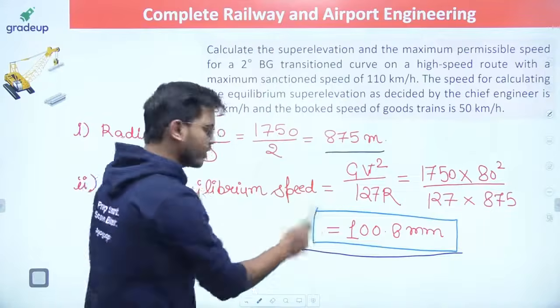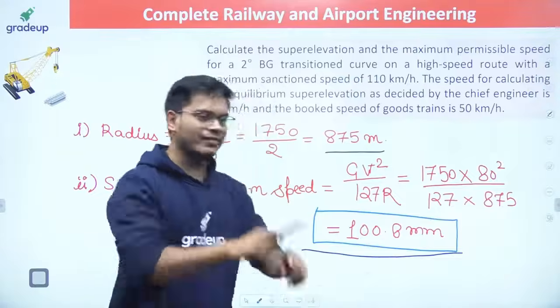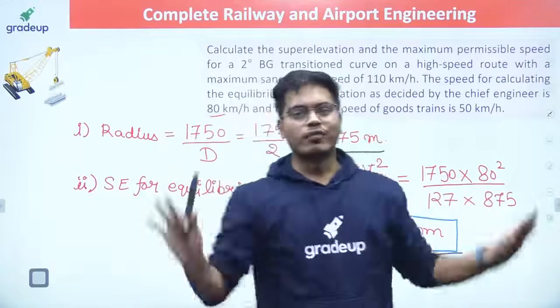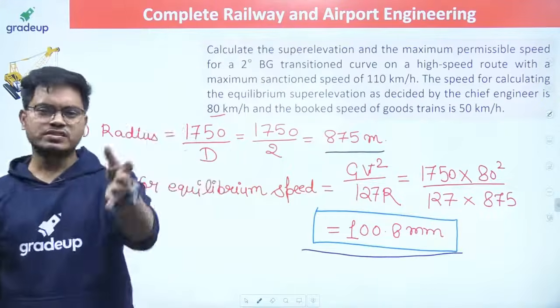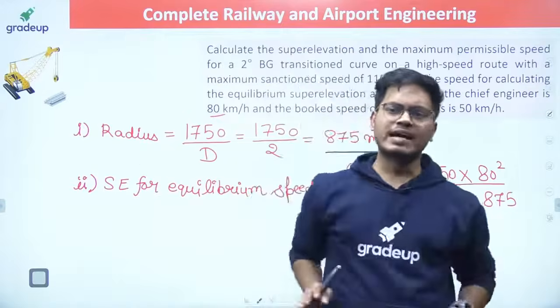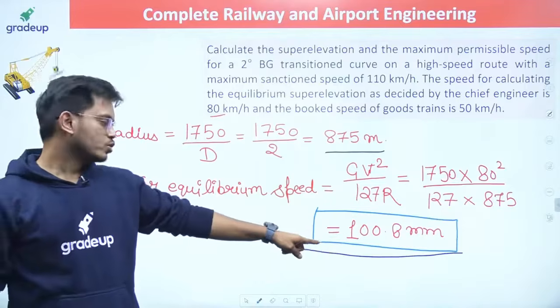And the super elevation which I am going to provide is 100.8 mm, because everything was under the limit. That is why I am saying my value is perfectly correct. Cant excess is under the limit, cant deficiency is under the limit, everything is under the limit. I am very happy, you are very happy. What else do we require? And it is also coming under the limit of super elevation.